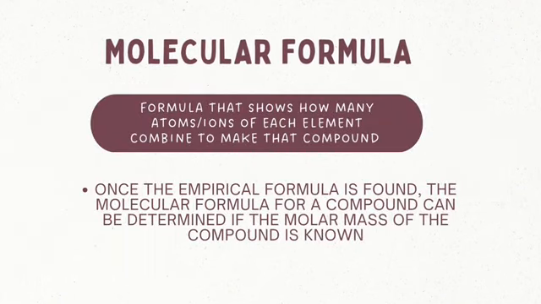In chemistry, the molecular formula is essential because it shows the exact number of atoms of each element that combine to make a single compound. To determine this, you first need to know the compound's empirical formula and its total molar mass. Think of the empirical formula as the simplest ratio, while the molecular formula is the actual real-world version.